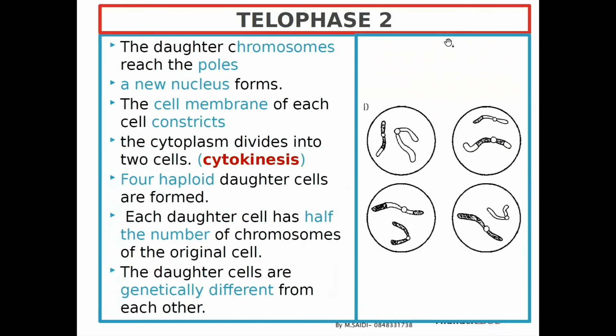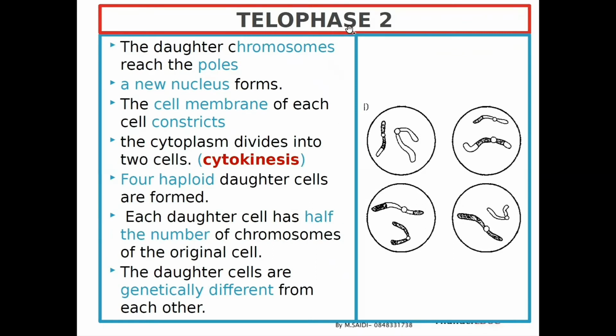Let's perhaps go to telophase 2. What is happening in telophase 2? The daughter chromosomes reach the poles. After that, a new nucleus forms.